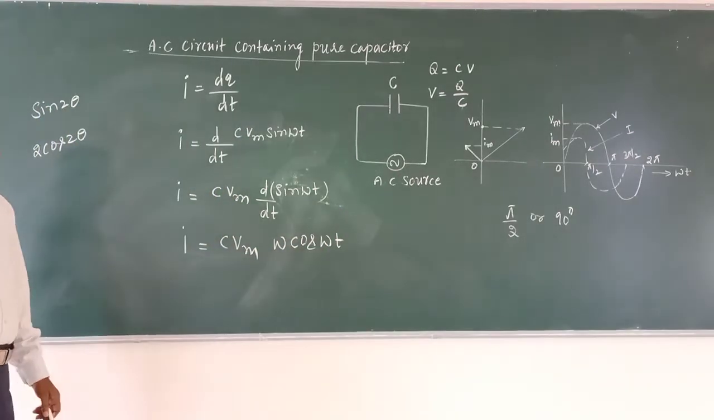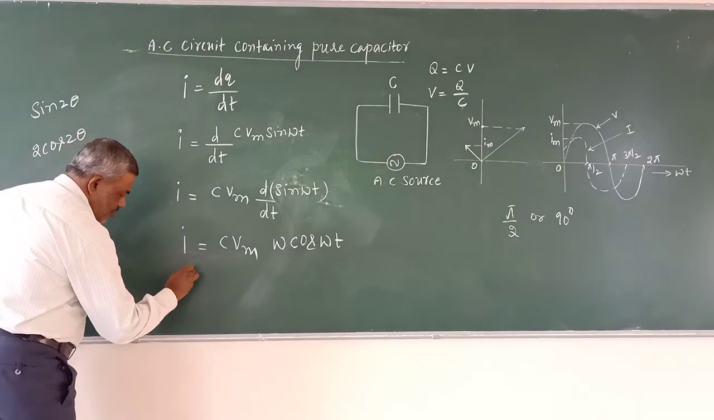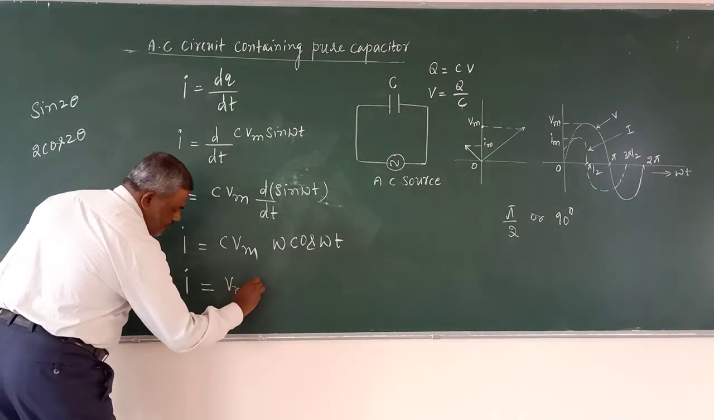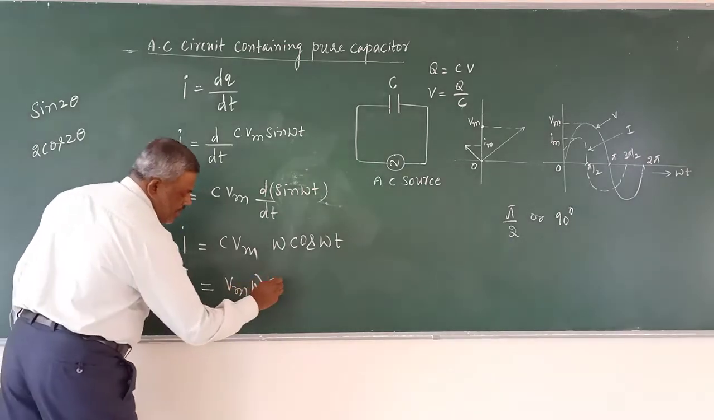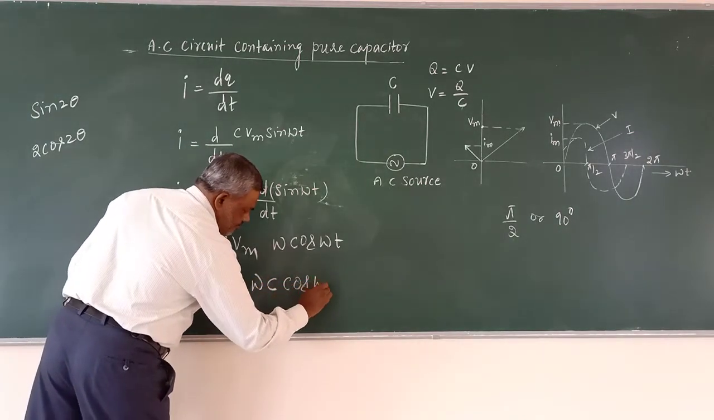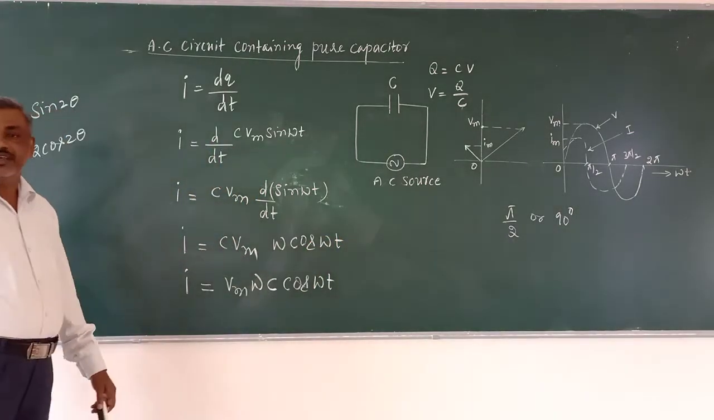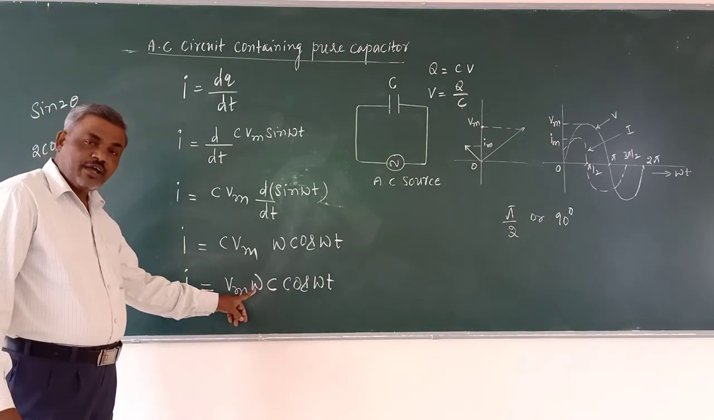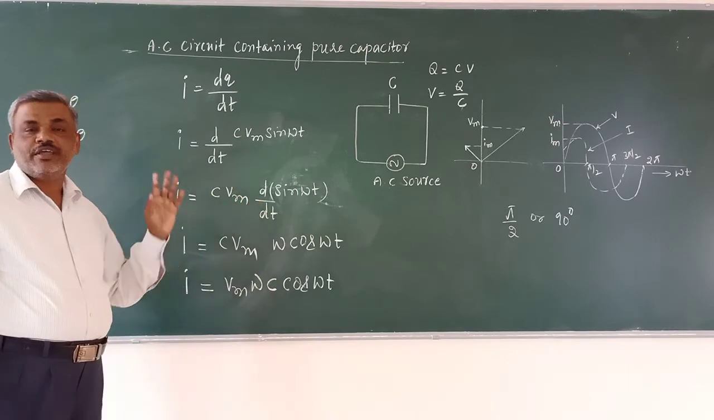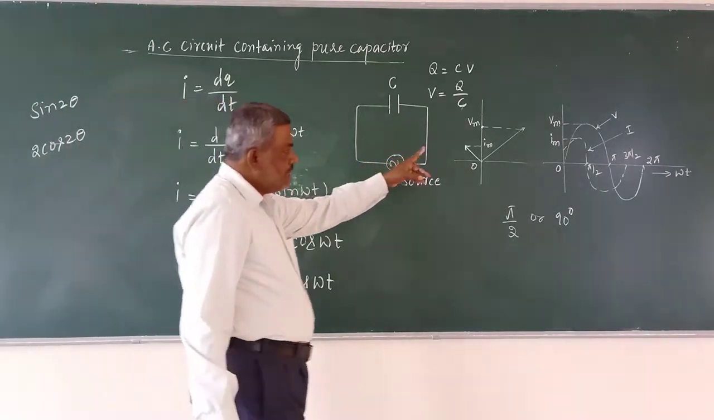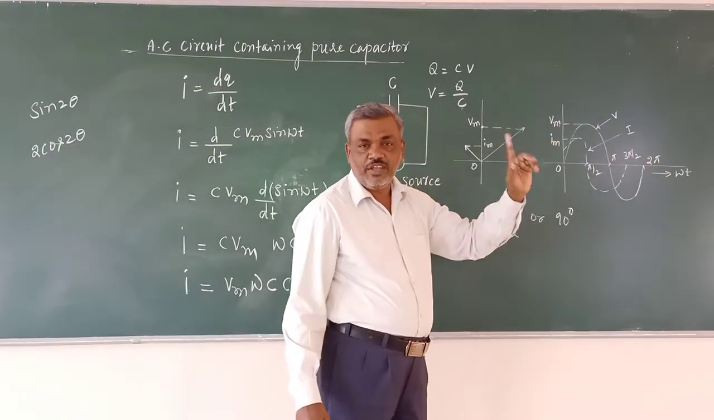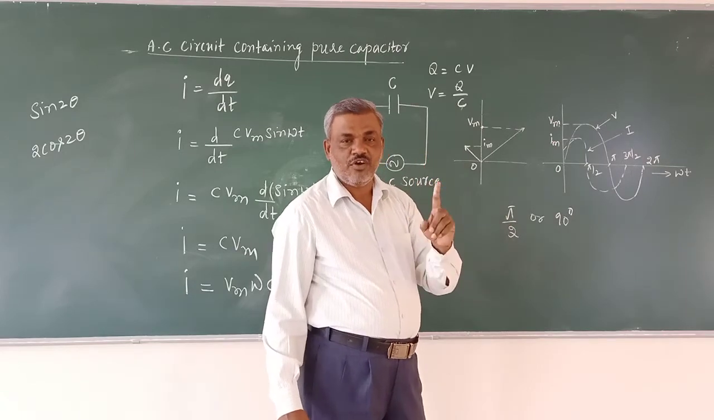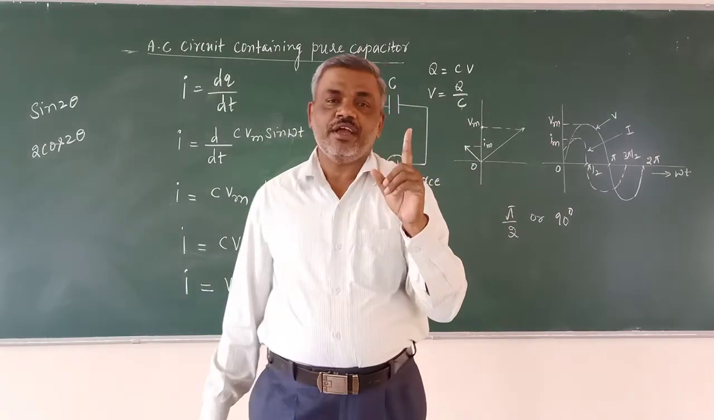So I equal to Vm omega C cos omega t. But here voltage and current vary with a sine function with time. That is a sinusoidal wave or alternating current.